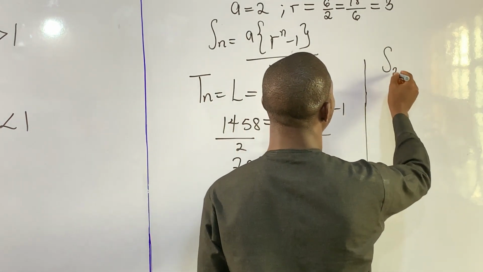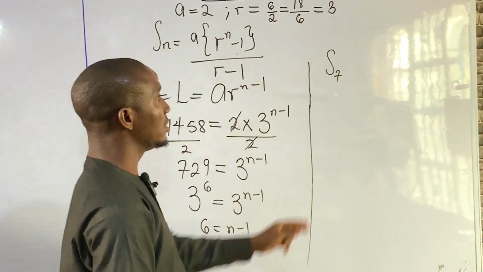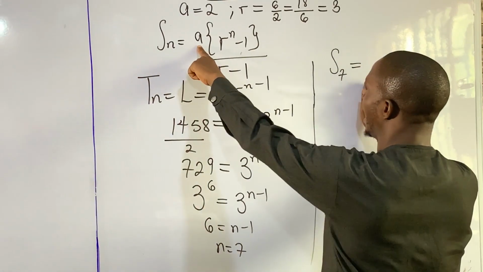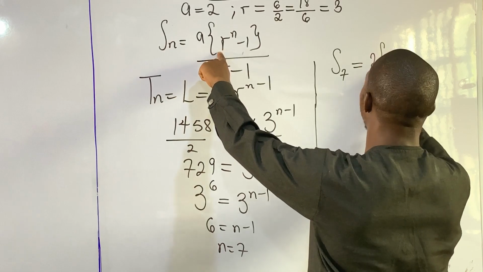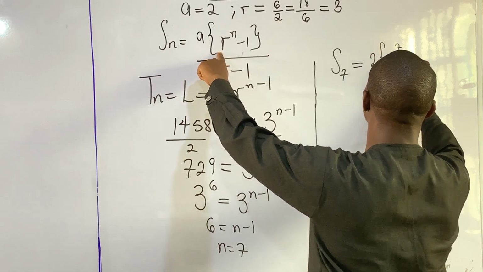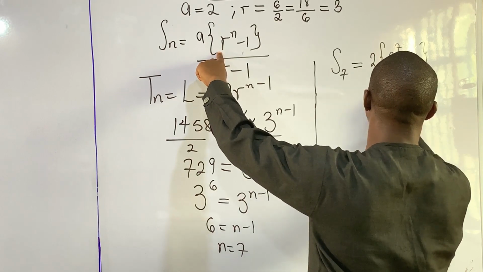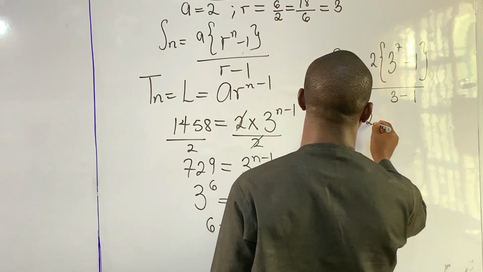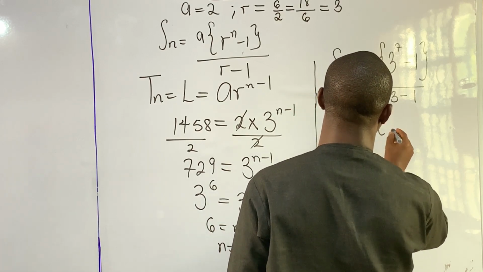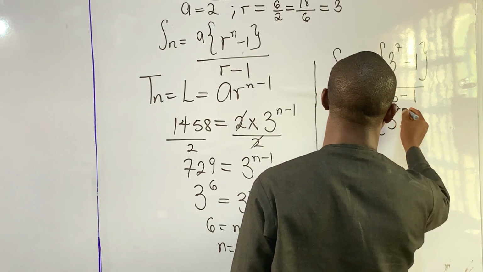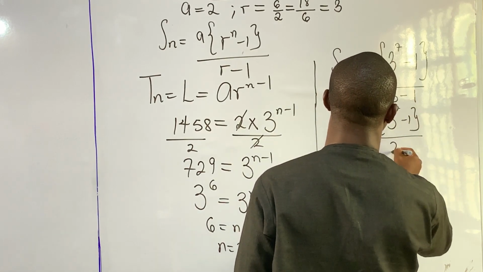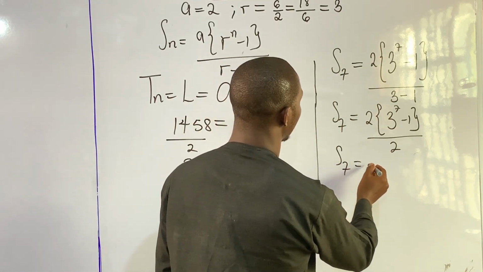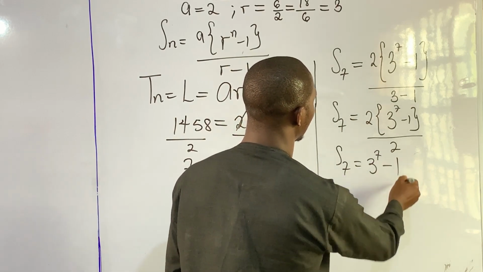Now, it means the sum of the first 7 terms. Since n is 7, the sum of the first 7 terms will be equal to the first term, which is 2, into bracket r, which is 3 raised to power 7 minus 1, divided by 3 minus 1. So I now have the sum of the 7 terms to be 2 into bracket 3 raised to power 7 minus 1, divided by 2. The 2 can eliminate 2, so you are left with 3 raised to power 7 minus 1.